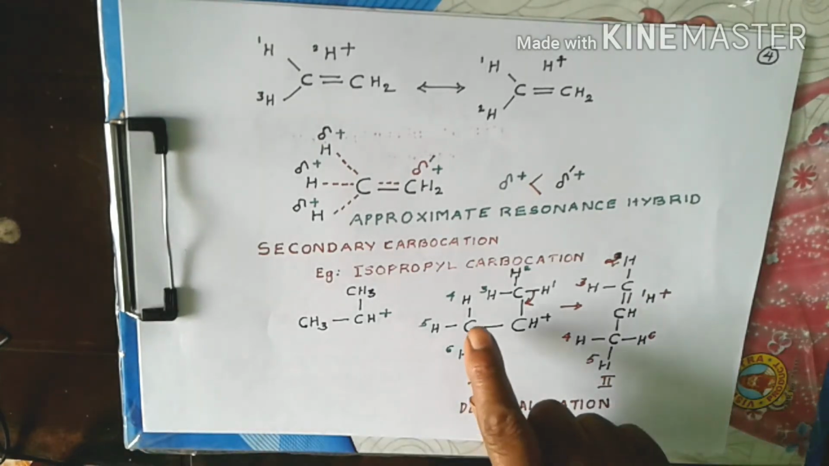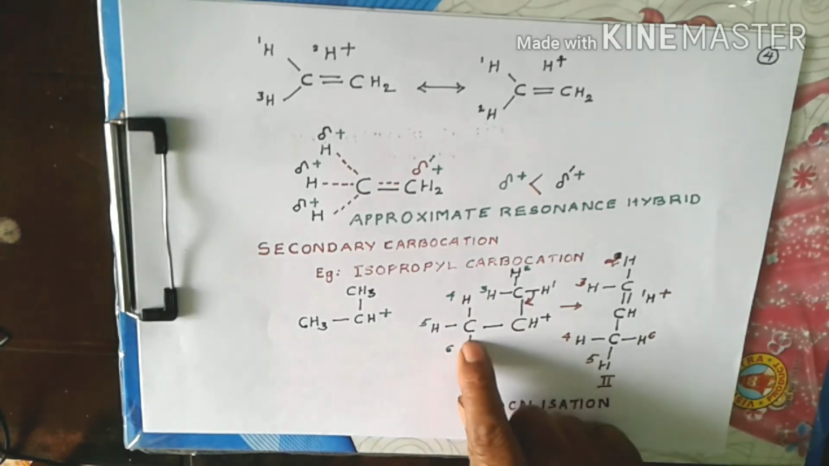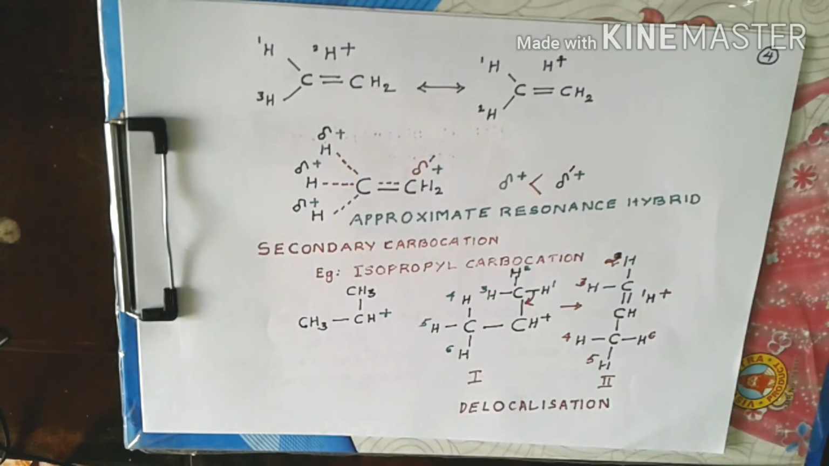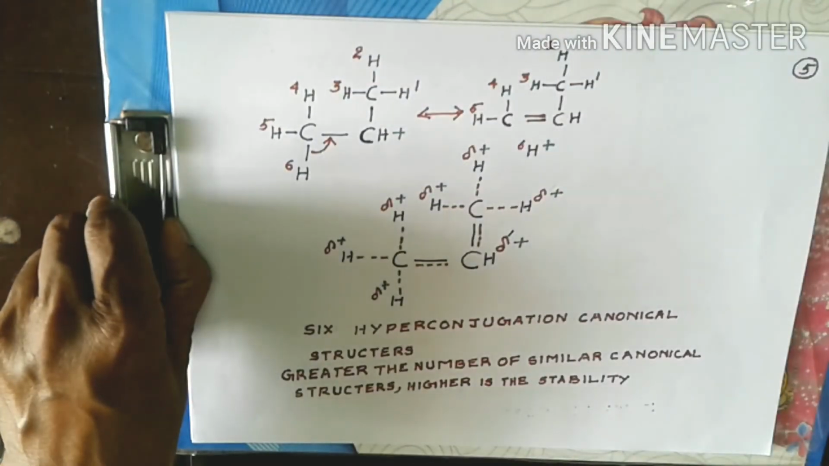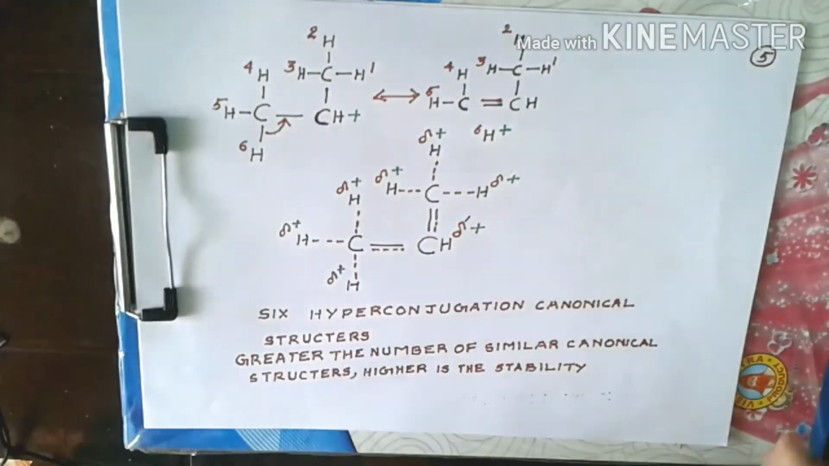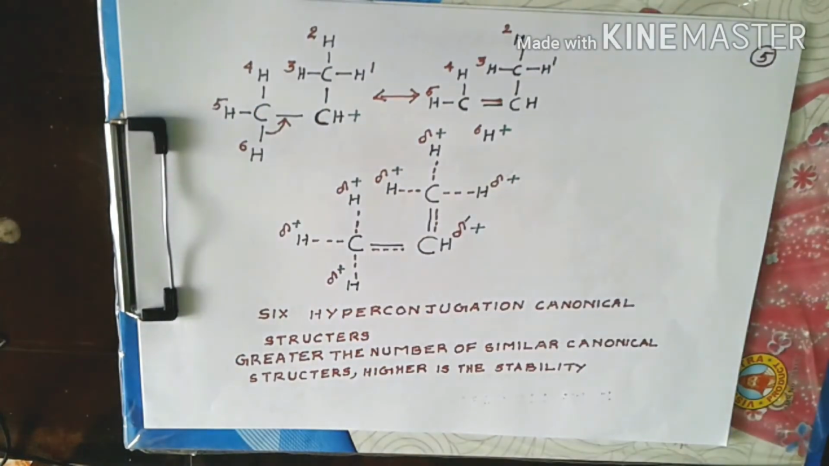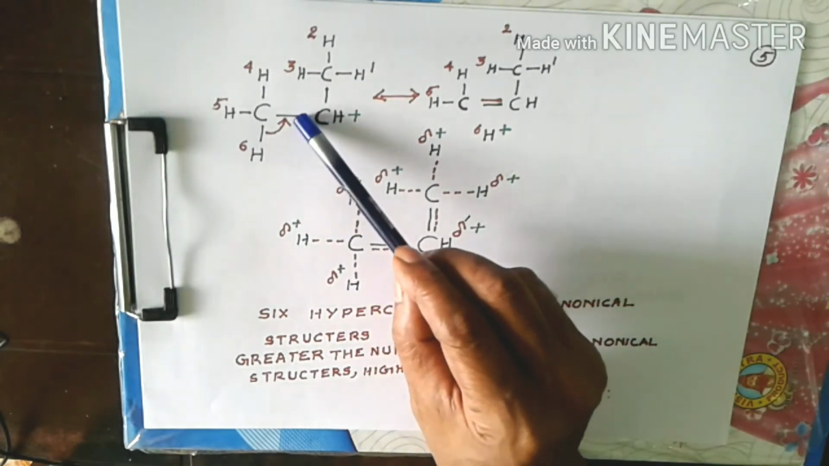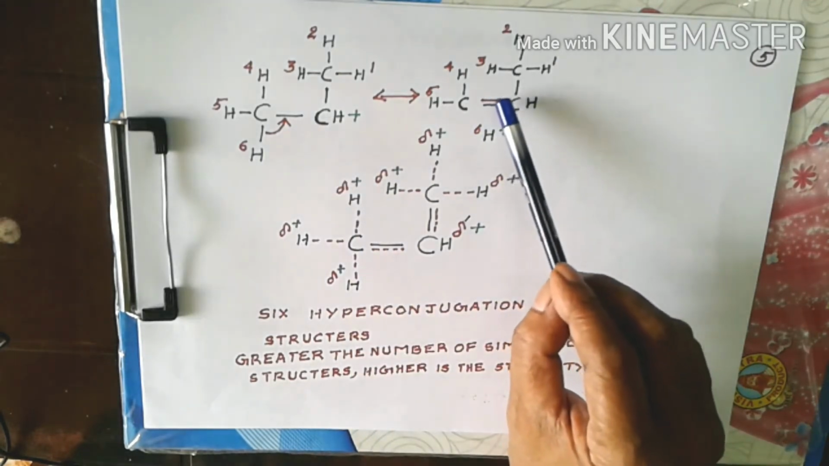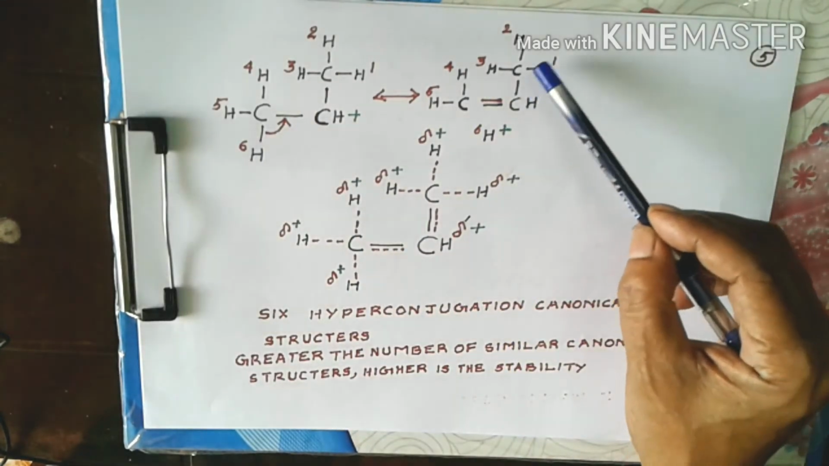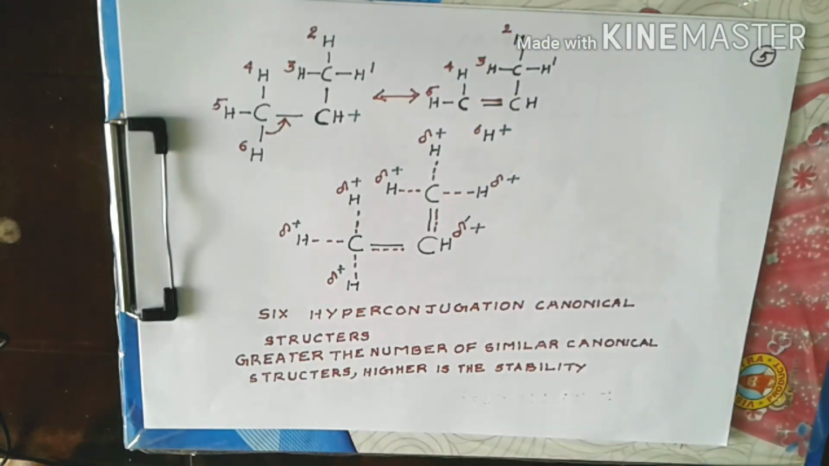Then this methyl group is also involved in hyperconjugation. The CH bonds in this methyl group are also involved in this hyperconjugation. So we can draw another canonical structure where the CH6 bond is shifting in this direction, so that the bond here now comes here as a pi bond. Then this canonical structure is also contributing to the final resonance hybrid.